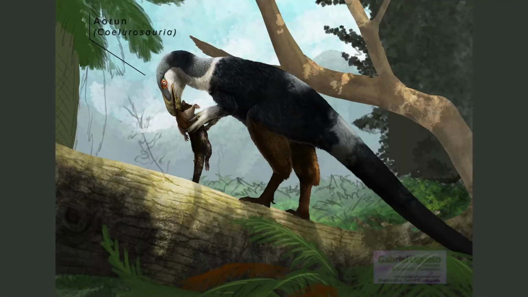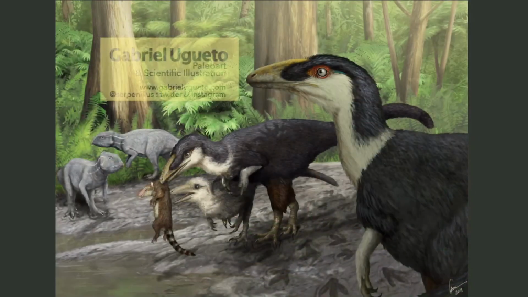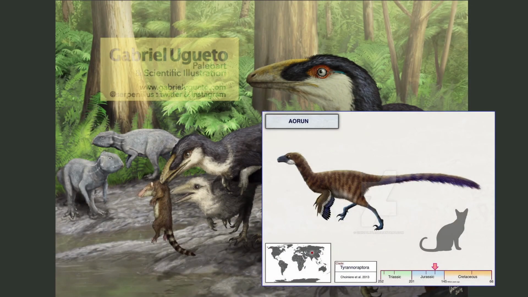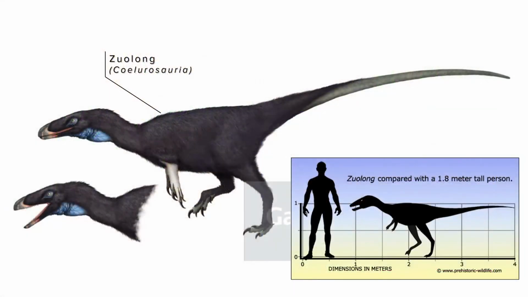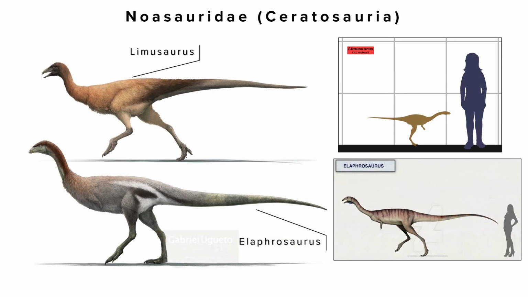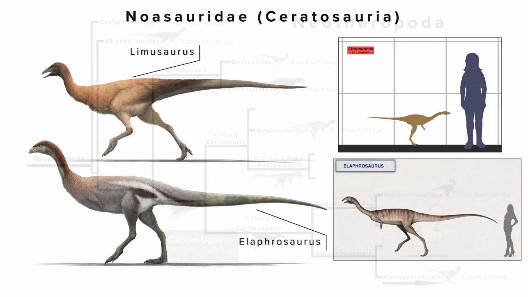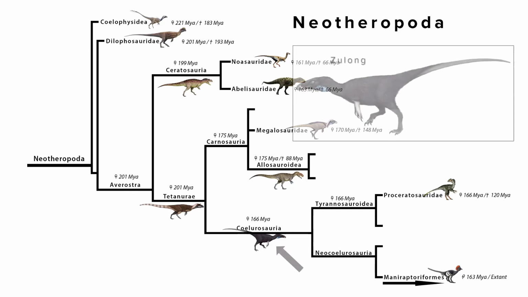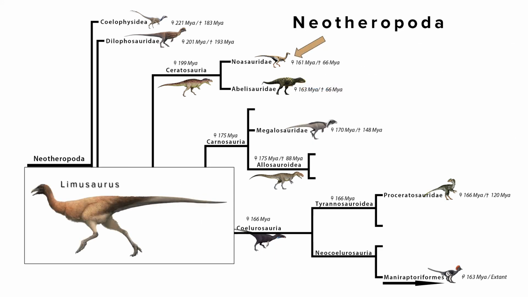However, there are some smaller ones also, like Aorun. It's a pretty basic animal here, a bit bigger than a cat. Well, a little more than a bit. And what is more interesting is a different group of ceratosaurs called Noasaurids. I will tell you about them now. You can see them. First, Zhuang belongs here. So this is one of those common ancestors of Tyrannosaurs, Maniraptoriforms, and so on.